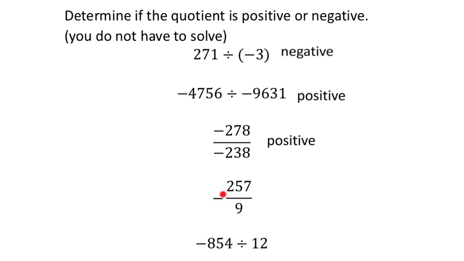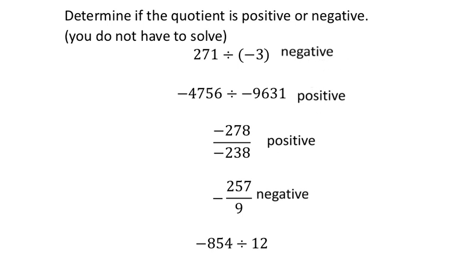The negative, if we see only one negative sign like this, it means one of these is negative and the other one has to be positive. But this does not mean that both are negative. It just means that only one of them is. So this one is going to be a negative answer.